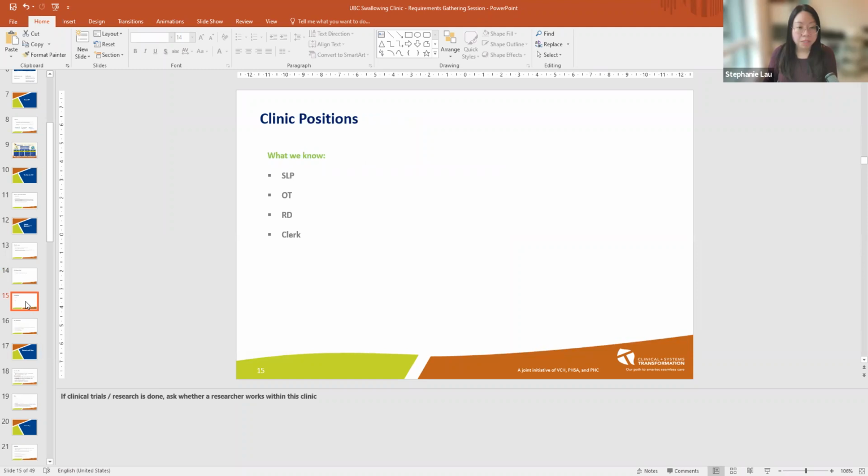In terms of the team in the clinic, we have a speech language pathologist, an occupational therapist, a dietitian, and then we also have a clerk. Are there any other team members within the clinic that I have missed? No. Go ahead, Lauren. Nope, that accounts for everyone.